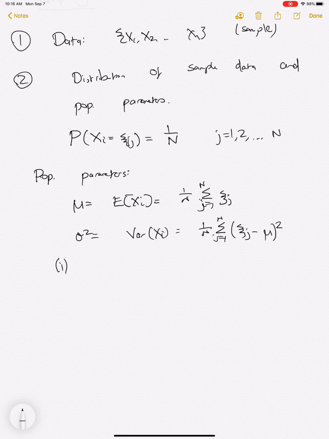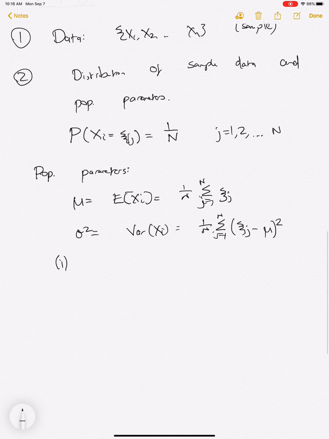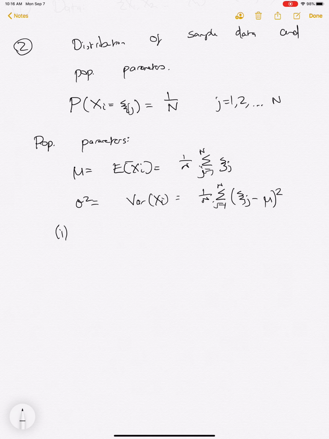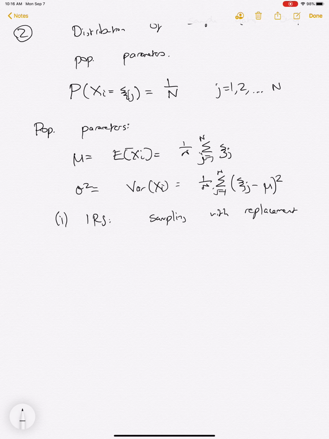The next thing that I mentioned that's important is that there are two different sampling schemes that we talk about, and those are important because they're going to influence the distribution of the xi's relative to each other. So the first one I talked about was independent random sampling. So it's sampling with replacement. And the reason it's called independent random sampling is that x1, x2, all of your samples are independent.